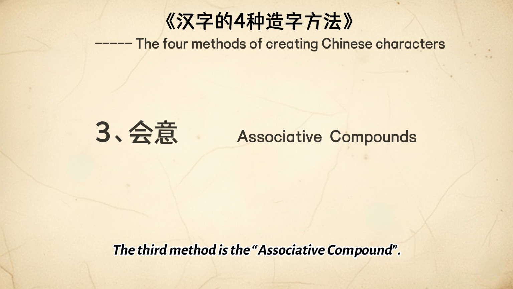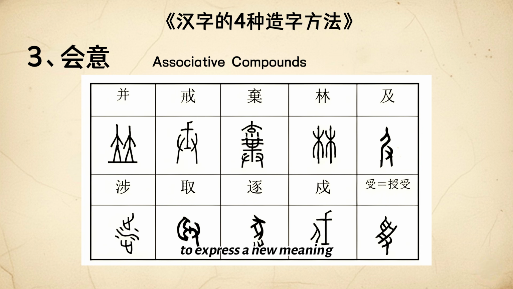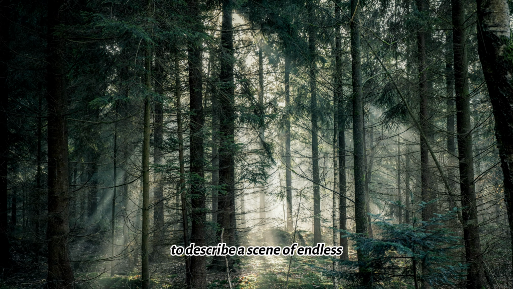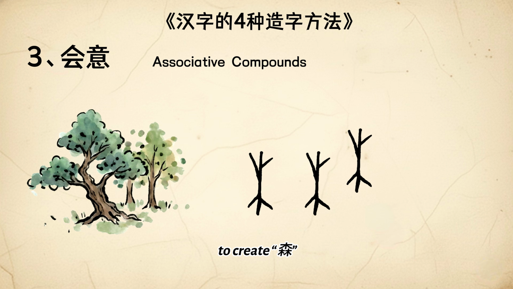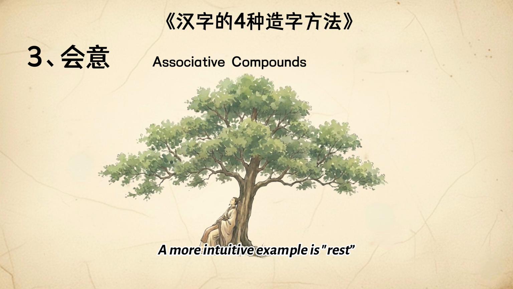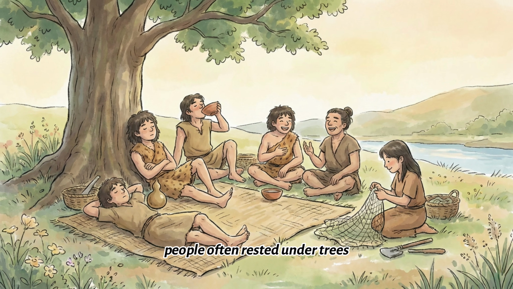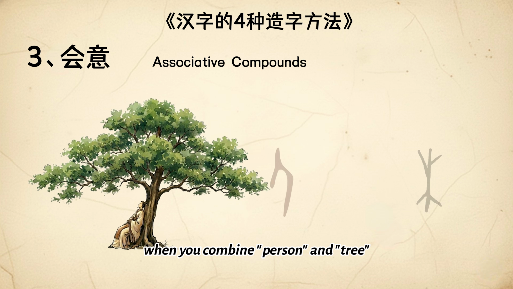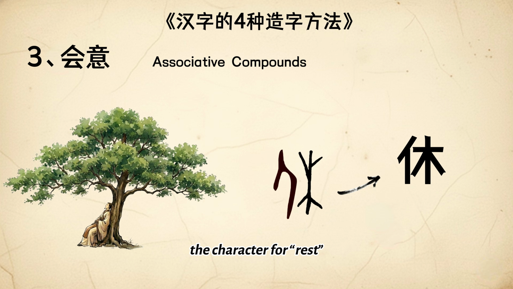Thus, the character Ben was born, representing the root or the foundation of things. The third method is the associative compound. This involves combining multiple characters to express a new meaning. For instance, to describe a scene of endless trees, the ancients combined 3 wood characters together to create Sen, meaning dense forest. A more intricate example is rest. In ancient times, people often rested under trees. A person leaning against a tree, a combined person and tree, you get Xiu, the character for rest.